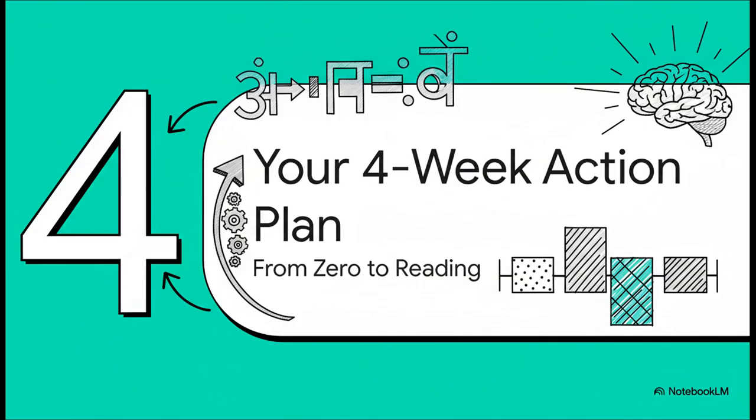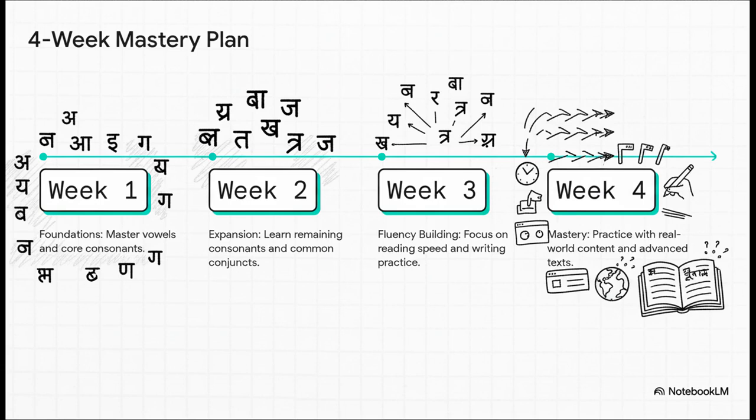All right, we've seen the system, we've seen the tools. Let's put it all together into a concrete plan. This is exactly how you go from 0 to confidently reading basic Hindi in just 4 short weeks. The whole plan is structured and it builds on itself. Week 1 is all about getting the foundation solid. Vowels, the most common consonants. Week 2, you expand on that. Week 3 is all about building up your speed, and by week 4, you're focusing on mastery and reading real-world stuff.